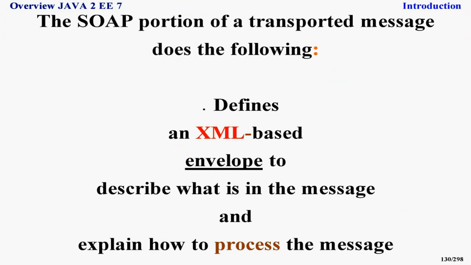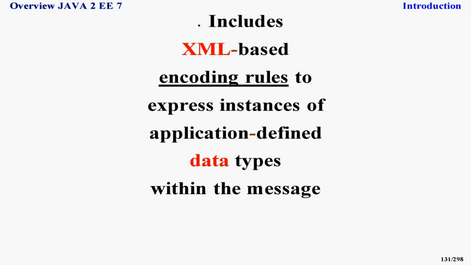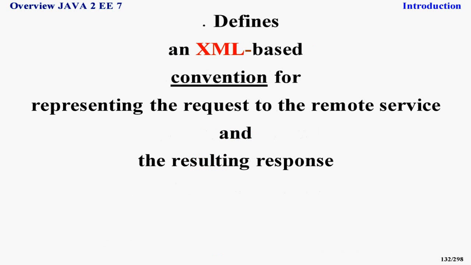The SOAP portion of a transported message does the following. Defines an XML-based envelope to describe what is in the message and explain how to process the message. Includes XML-based encoding rules to express instances of application-defined data types within the message. Defines an XML-based convention for representing the request to the remote service and the resulting response.